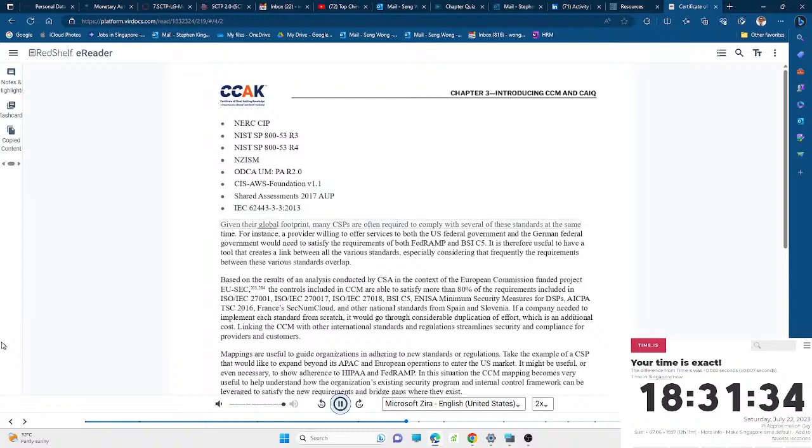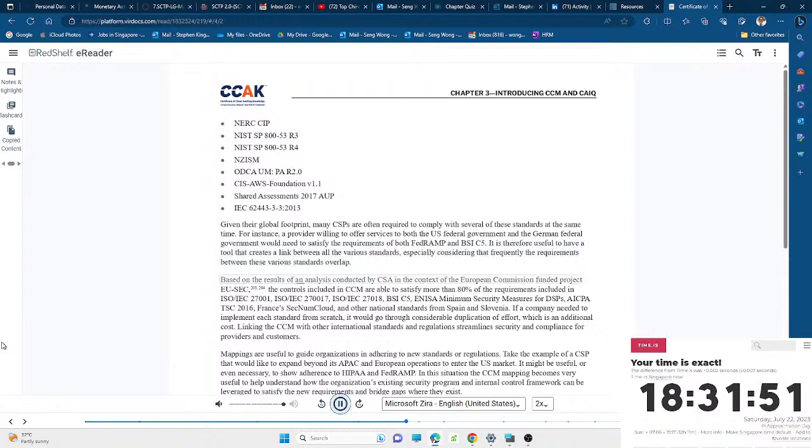Given their global footprint, many CSPs are often required to comply with several of these standards at the same time. For instance, a provider willing to offer services to both the US federal government and the German federal government would need to satisfy the requirements of both FedRAMP and BSI C5. It is therefore useful to have a tool that creates a link between all the various standards, especially considering that frequently the requirements between these various standards overlap.